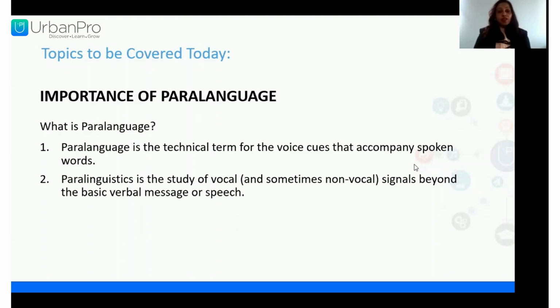Paralinguistics is the study of vocal and sometimes non-vocal signals beyond the basic verbal message or speech. As it is saying, there is importance of non-vocal words also, like how is your body posture, where are your hands, and what is your tone of voice. Let's see them one by one.